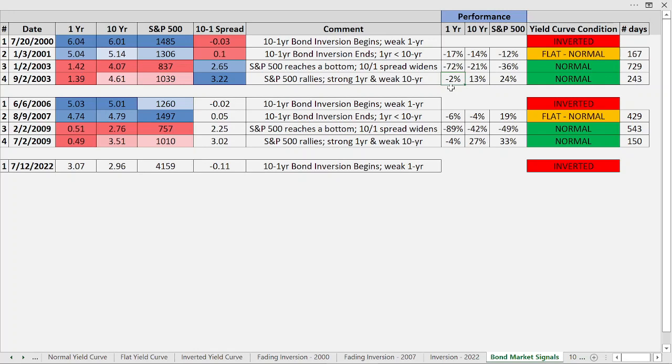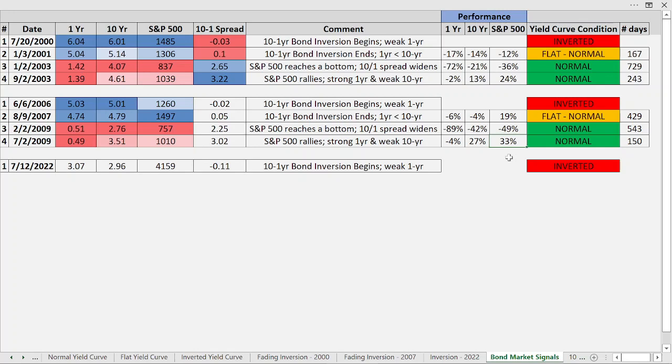And then finally, as the market starts to recover, the 1-year bond yield, I should say, doesn't really go up. It's actually down 2%. The 10-year bond goes up 13%, quite a bit more. The stock market goes up 24%. In 2009, the 1-year bond yield goes down 4%. Just like in 2003, it goes down a little. The 10-year bond yield goes up 13% in 2003 and 27% in 2009. It goes up a lot more. And the S&P 500 goes up 33% during that period of time.